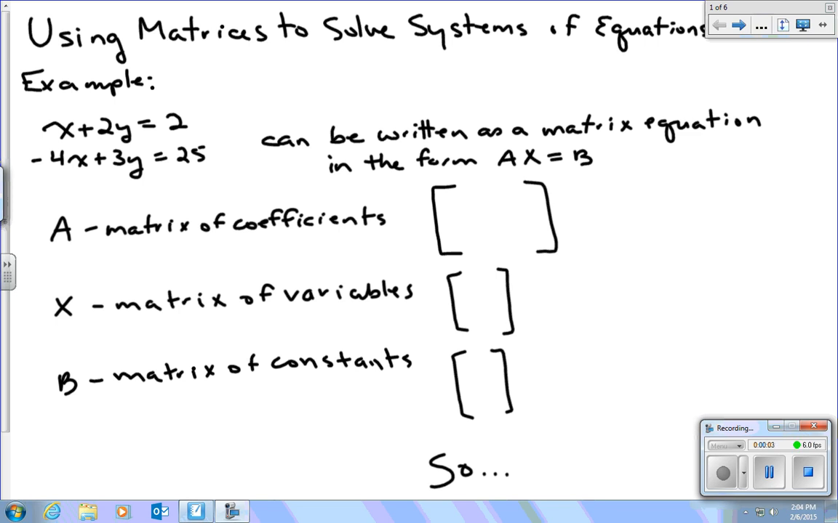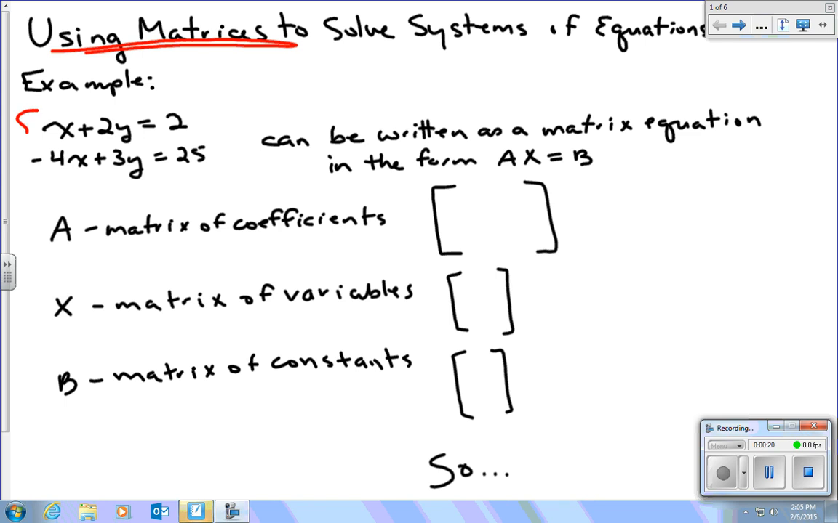Today's lesson is on using matrices to solve systems of equations. We're going to look at how we can do that. We've already done substitution and elimination as methods for solving systems of equations, and now we're going to look at how we can use matrices. We're going to start with this example.